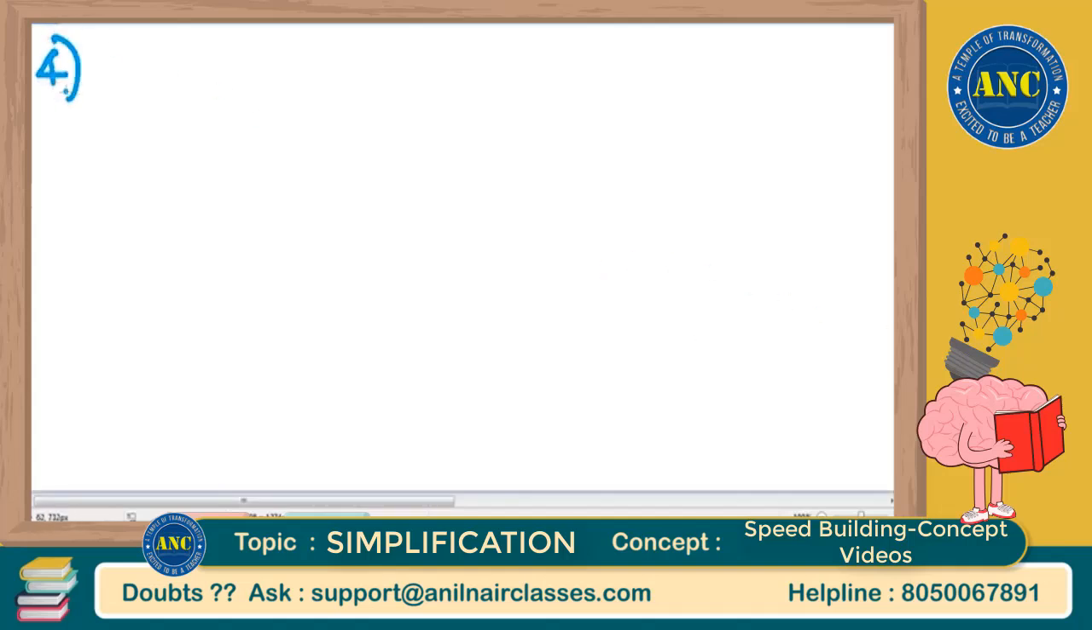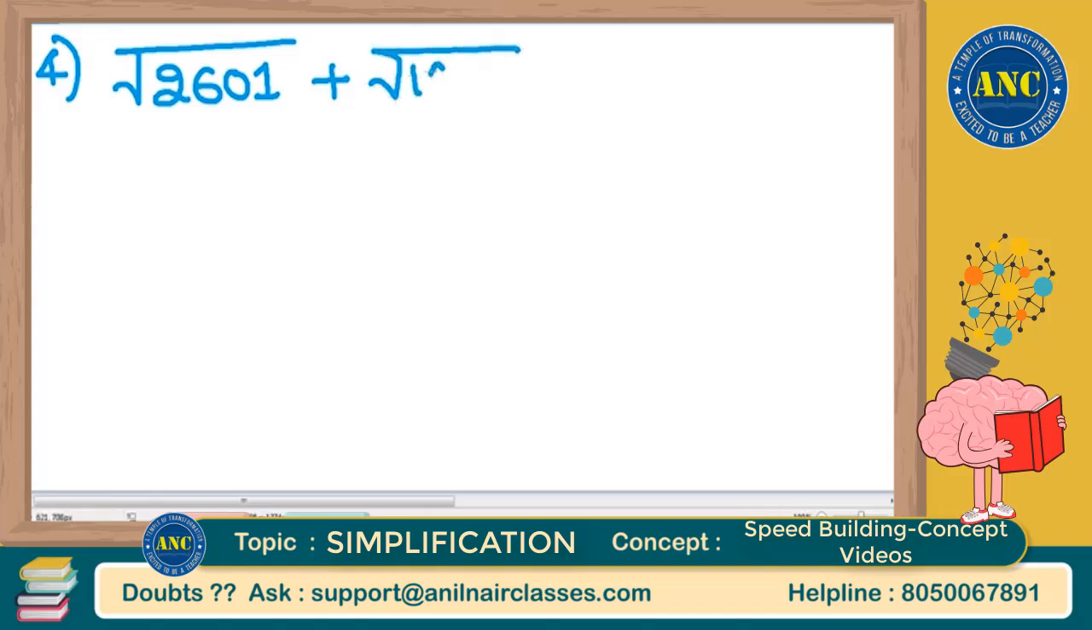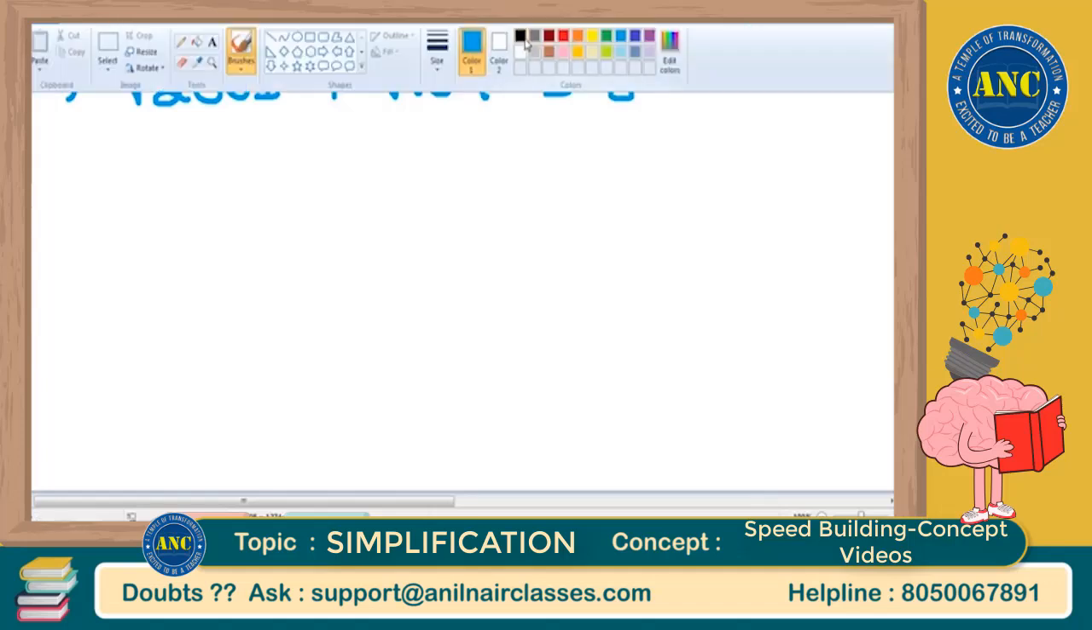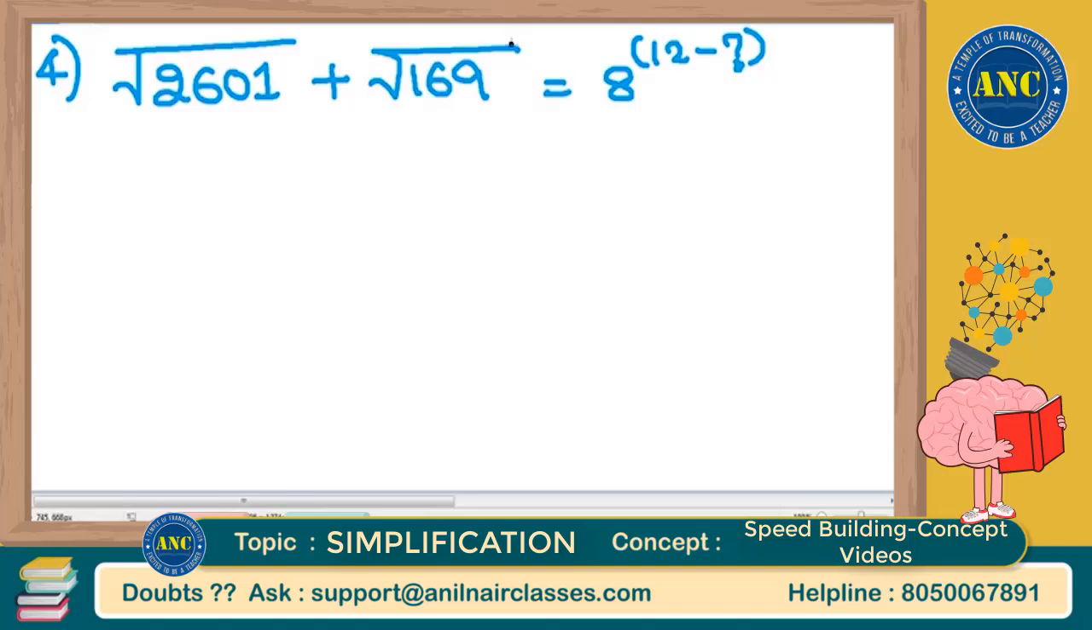Question number 4. See this question, again a very easy question. Square root of 2601 plus square root of 169 is equal to 8 power 12 minus question mark. This is not something new for you, because I taught you how to find the square of a number from 1 to 100, and I taught you in multiple methods. I did not teach you only one method. I taught you 2 to 3 methods, so that my students can pick whichever method they are comfortable with.